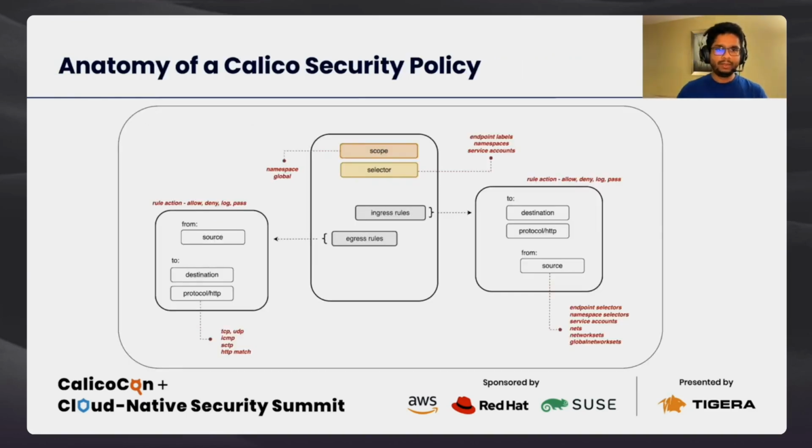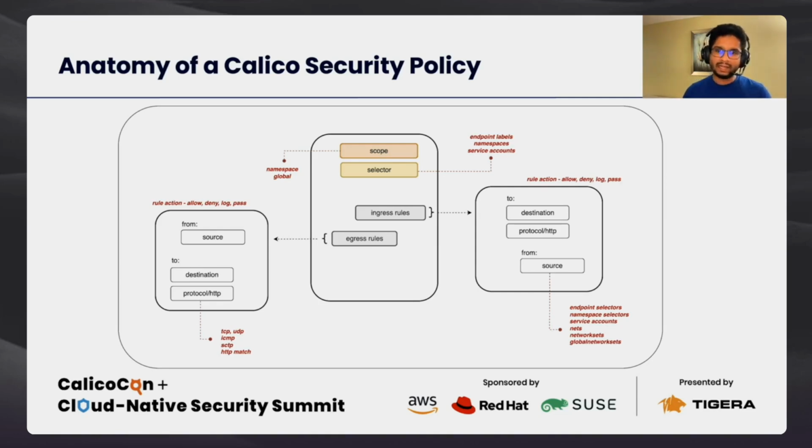Okay, so let's have a look at the anatomy of a Calico security policy. So a security policy has a scope. It could either be a namespace scope policy, which applies to a specific namespace, or a global network policy, which could apply to multiple namespaces, or even all the workload endpoints in the cluster.